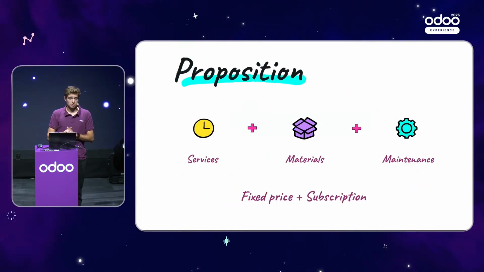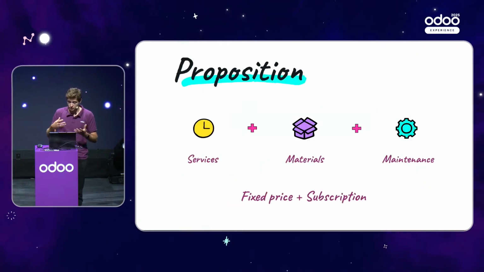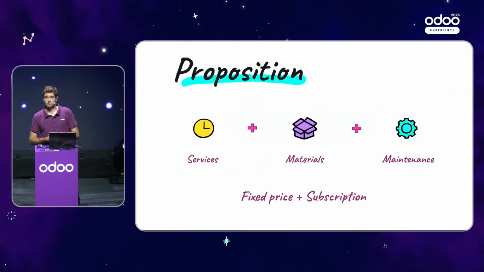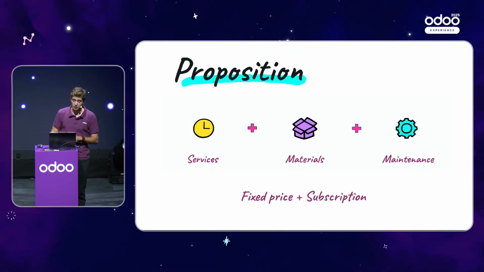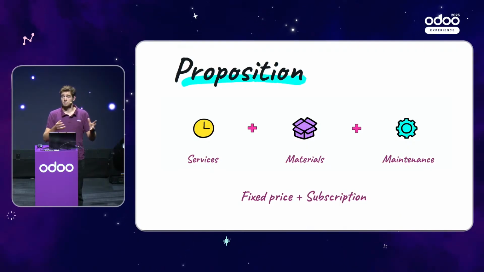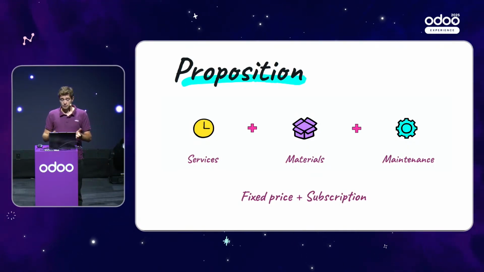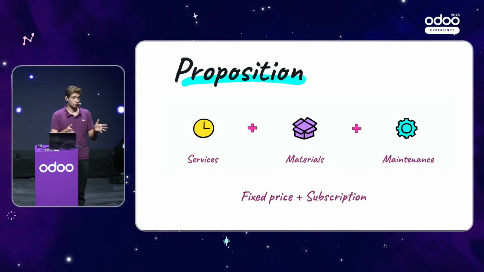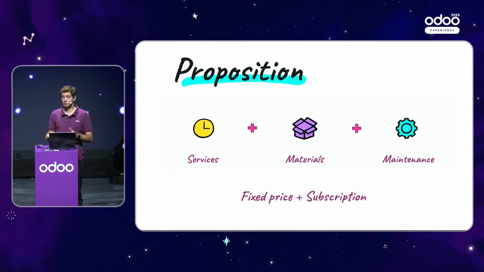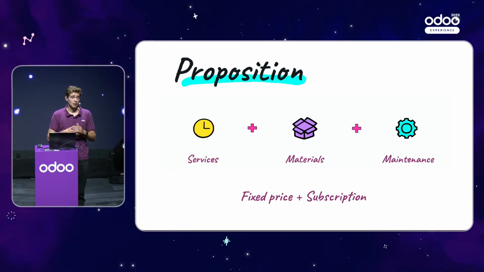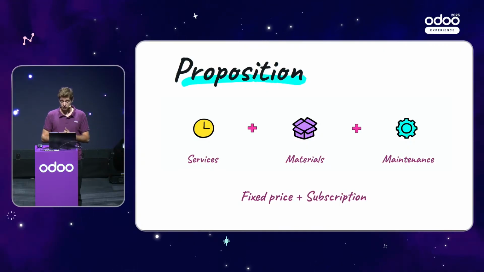Okay, so in order to show you that, I'm going to take the example of an implementation company implementing Odoo, where I have this proposition. So I'm selling services, materials, and maintenance. The services are sold in packs. It's fixed packs, so this means that the price is fixed. We have 40 hours, and if we spend more time, the cost is on us. We are not going to increase the timesheet that we put on the customers.